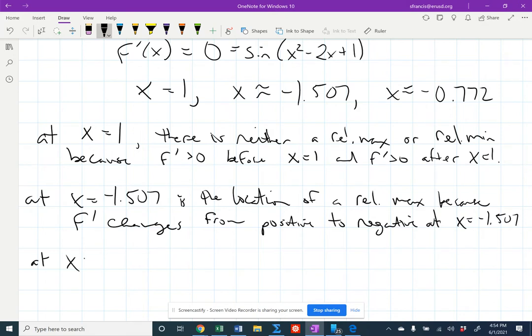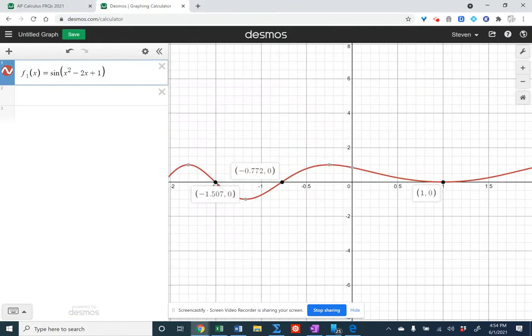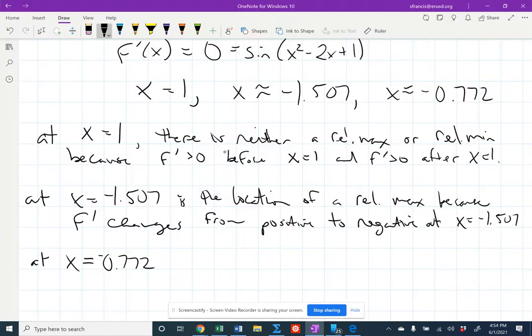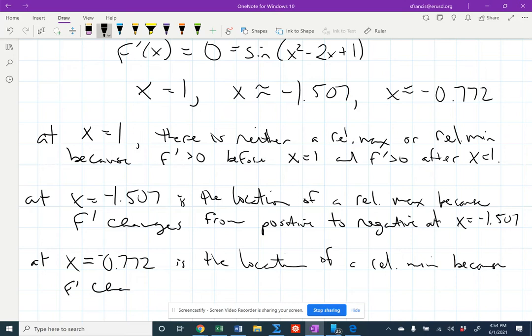And then at x equals negative 0.772, I think it's the opposite. It is. Okay, we can see this is the location of a relative min, because f prime changes.